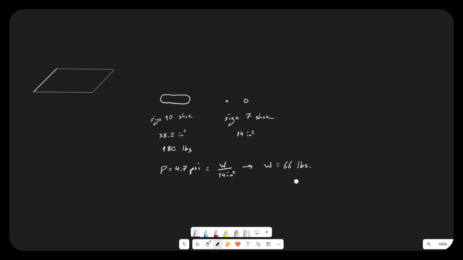Which means a 66-pound person wearing these shoes will exert as much pressure as a 180-pound person wearing those shoes. This is a problem because most adults do not have a weight of 66 pounds. Higher pressures start to be bad news for this really lightweight material, and it became a thing, especially early on during commercial flight.